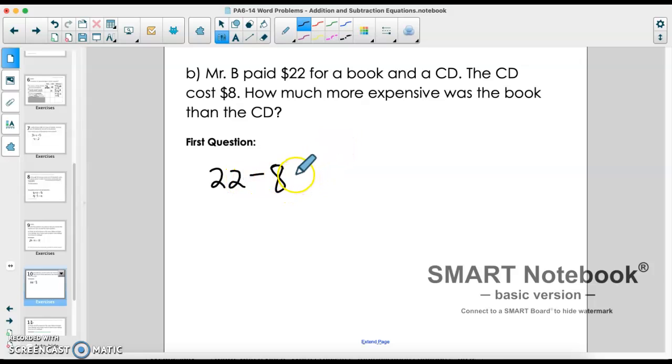Anyway, so then 22 minus 8 is going to give us 14. So then the book cost $14, and then that's going to enable us to figure out how much more expensive the book was than the CD, right? So we're going to figure out that that's $6 more, okay?